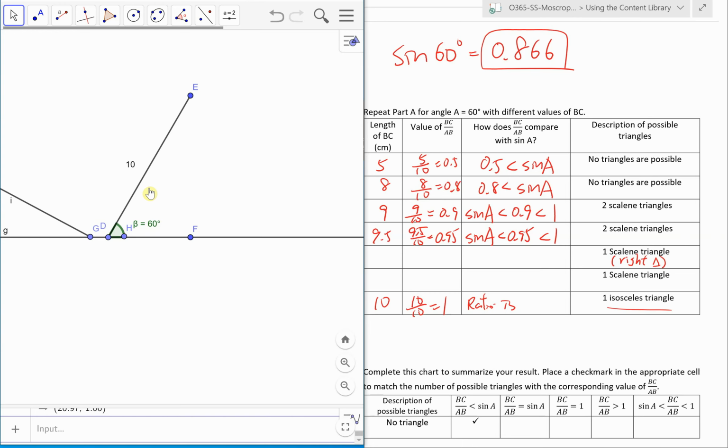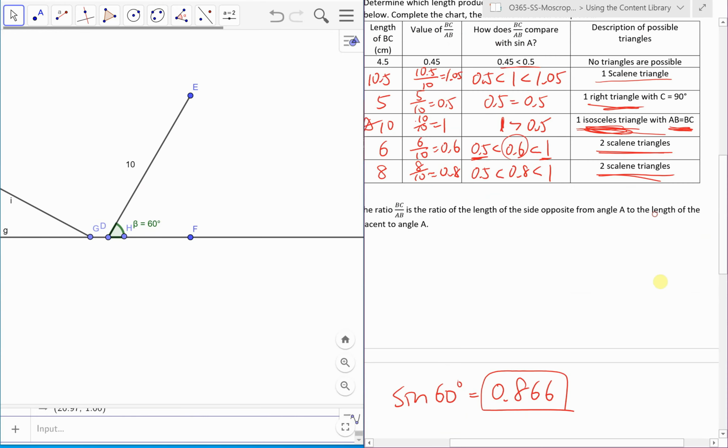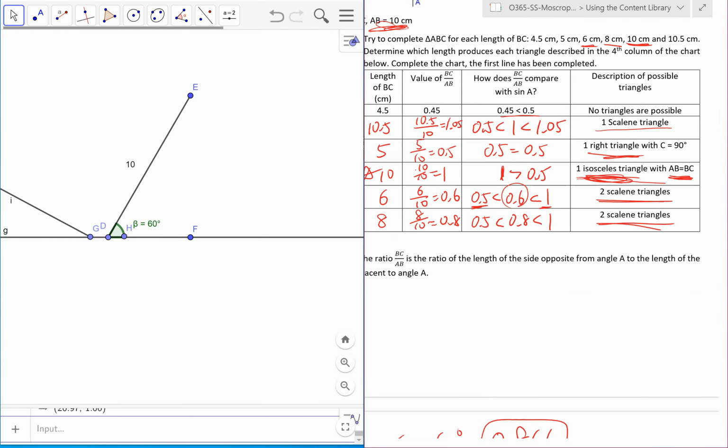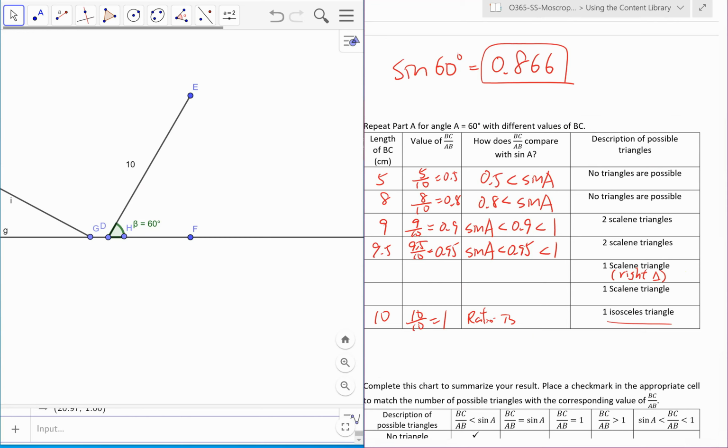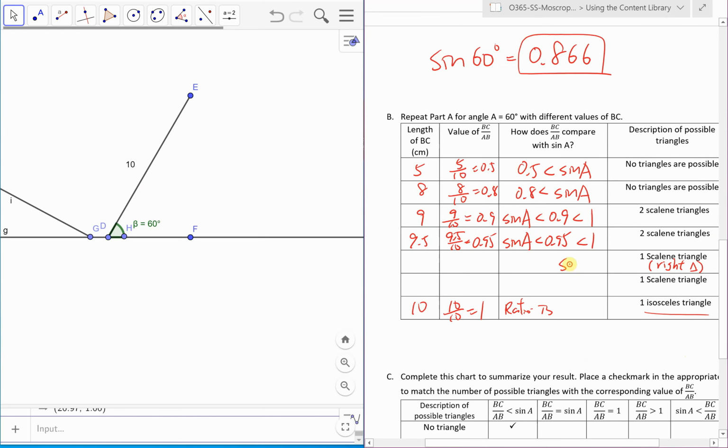If we want to have a right triangle, in the previous example, it says as long as the ratio is the same, 0.5 equal to 0.5, in that case we would have a right triangle. Now, we know the ratio is 0.866. It's an approximation. It's not exactly 0.866, but close enough. I think we'll take that. So in that case, we want the length of BC to be 8.66, because 8.66 divided by 10 is 0.866. So that's what I'm going to do right now.